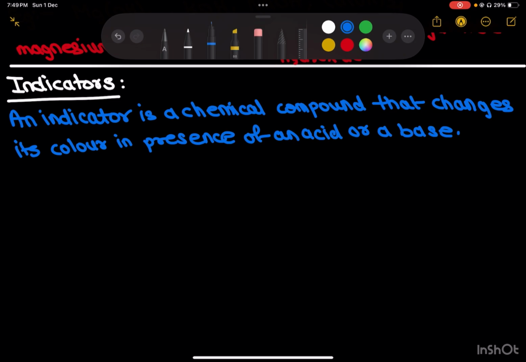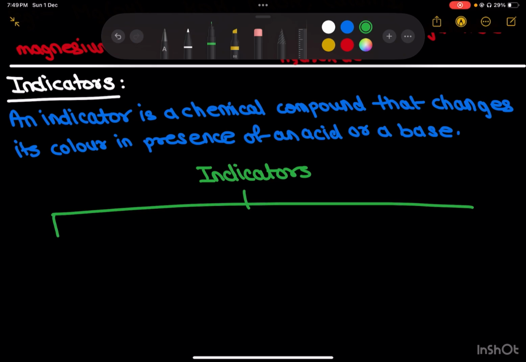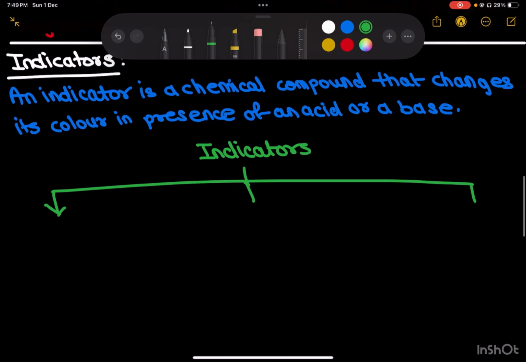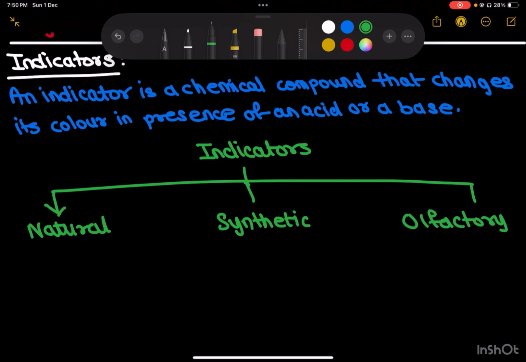Now there are three types of indicators. I'll just draw a flow chart here. I think that would be suitable. Indicators, and then there are three types. The first type is natural indicators. The second type is synthetic indicators or artificial, whichever you want to call them. And the third type is olfactory indicators. So they are broadly divided into three types: natural, synthetic, olfactory.